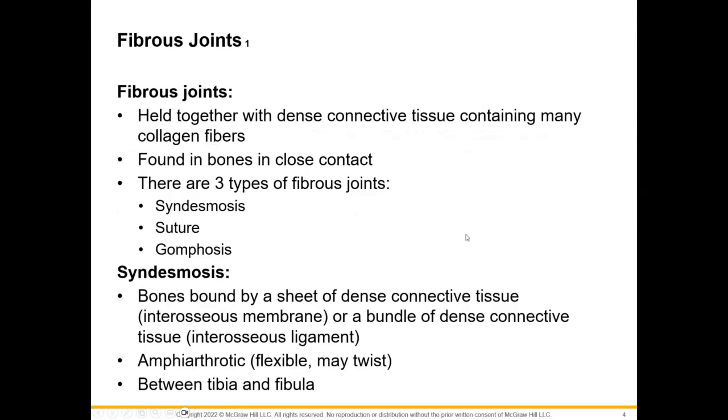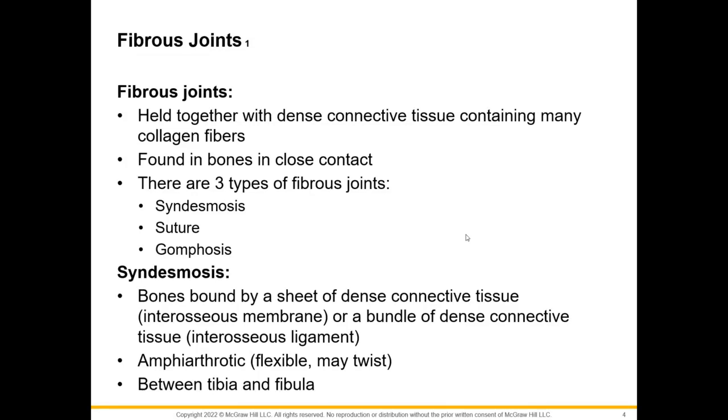Okay, so let's look at a little bit more detail here. Let's start talking about fibrous joints. Now when we look within this structural classification, we can then go even further with subcategorization. Fibrous joints are held together with dense connective tissue, as we said, containing many collagen fibers. They're found in bones in close contact, and there's three types of fibrous joints: syndesmosis, a suture, or a gomphosis. So let's talk about each of those.